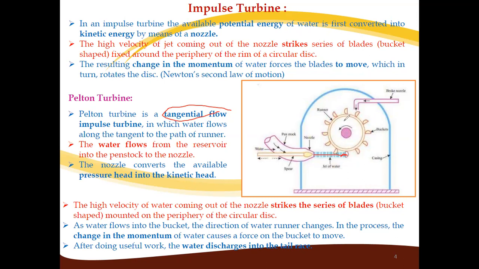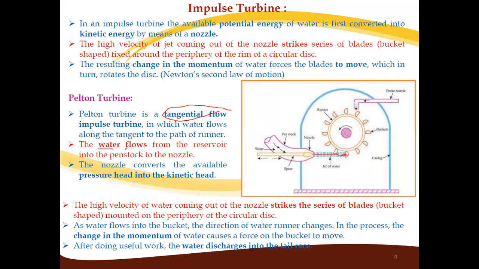So this is a runner. In the tangential direction, the water flows. At this end, the rotor is attached. At this tangent of the runner, the jet of water strikes. That type of turbine is called a Pelton type of turbine, that is a Pelton wheel, or it is also called a Pelton turbine.